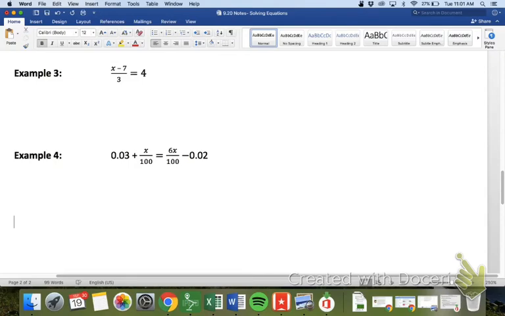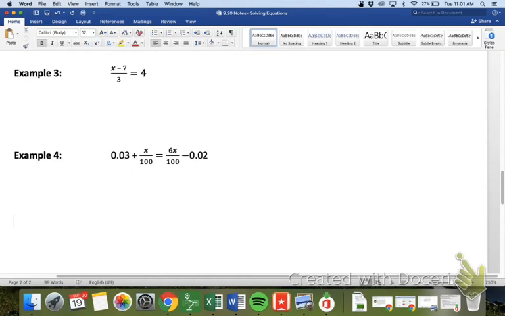So we have two more examples to take a look at, and both of these involve fractions, your favorite, I'm sure. So I just want to kind of review how do we get rid of denominators. So in example 3, we have x minus 7 all over 3 is equal to 4. So the first thing I want to do here is get rid of that 3 in the denominator.